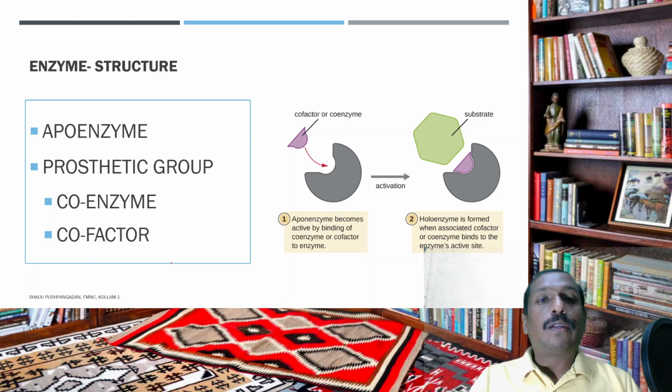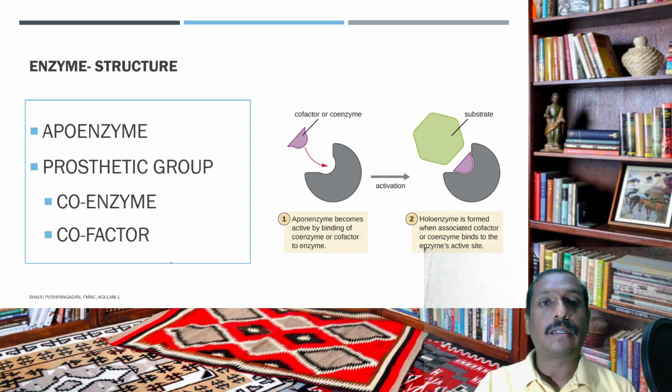Coming to the structure of enzymes. Enzymes are biological catalysts which catalyze the biochemical reactions within the living system, and enzymes are proteins. The major core of enzymes is protein. When we study the structure of an enzyme, it has two important components. The first component is called the apoenzyme, and the second component is called the prosthetic group. What is the apoenzyme?